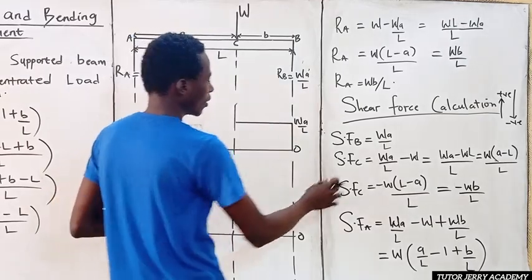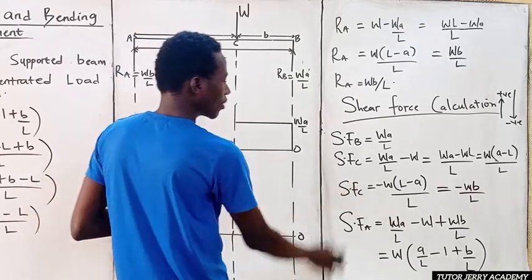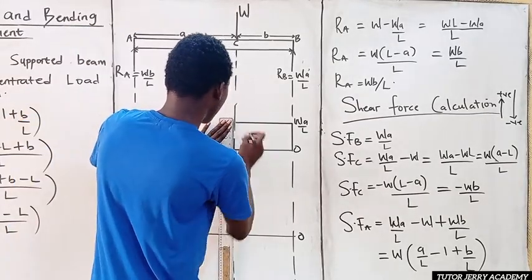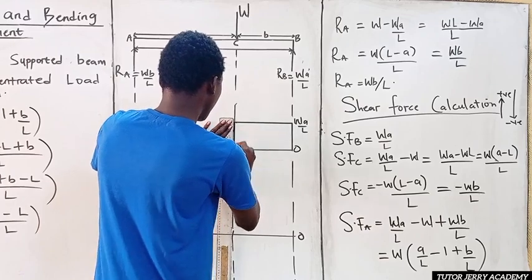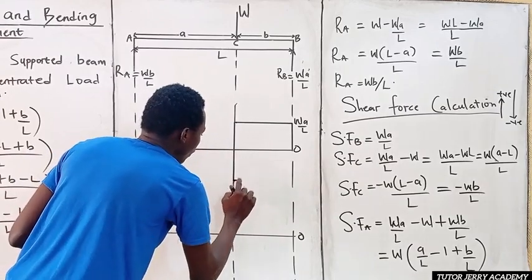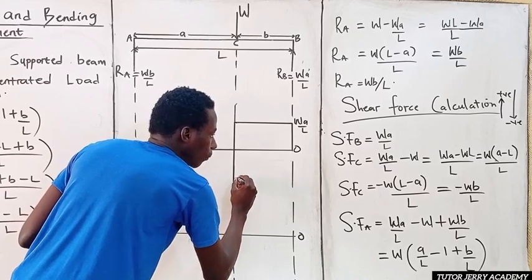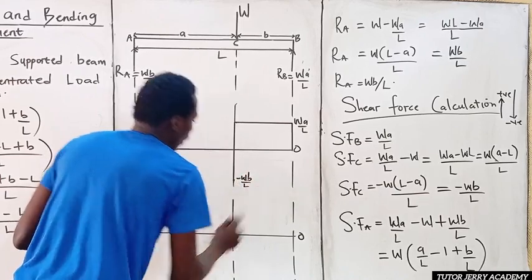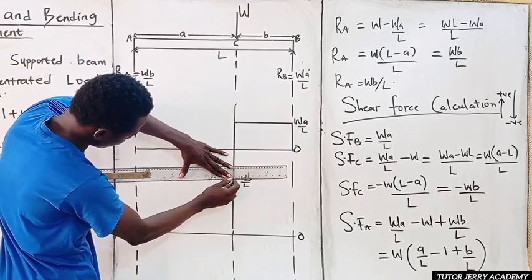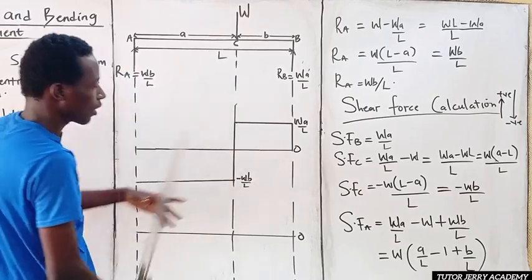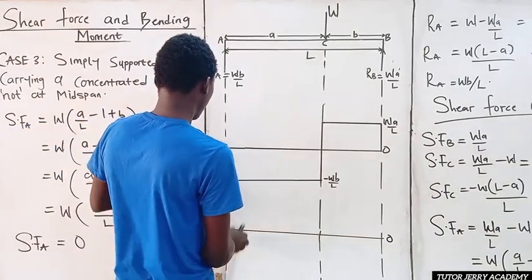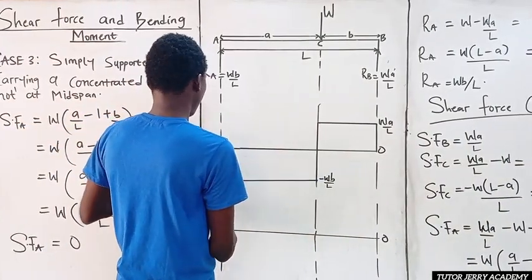So what do we have next? We have our shear force at C. Our shear force at C is nothing but minus WB all over L. So we are going downwards towards the negative direction. I can take this point to be minus WB all over L. Now similarly, there is no load in between this point, so we represent that with a constant line. And then finally, our shear force at A is nothing but what? 0. So we are going back to 0.